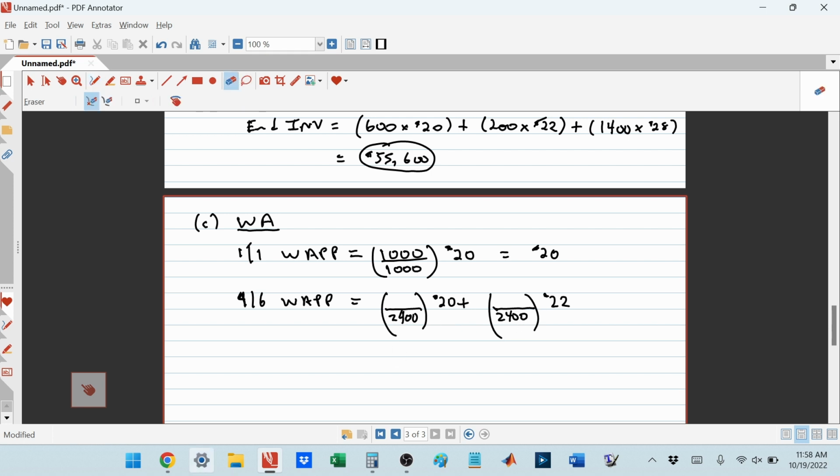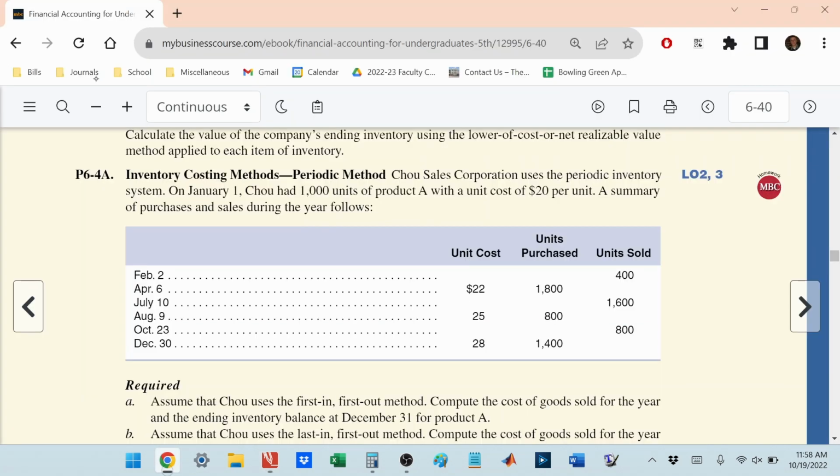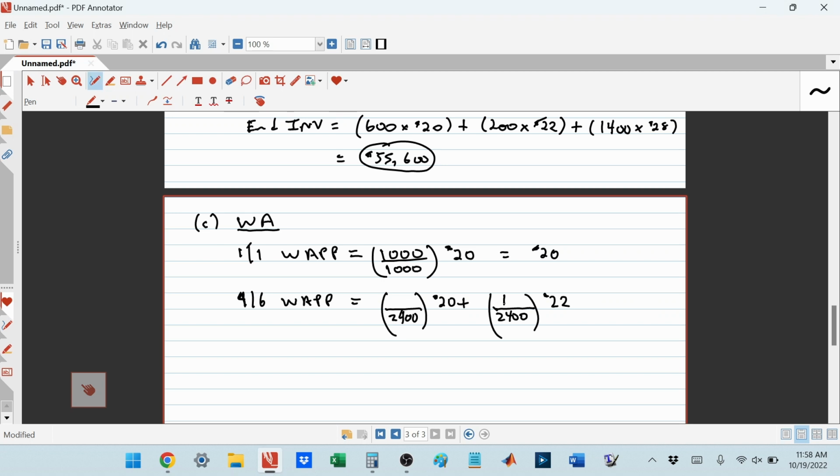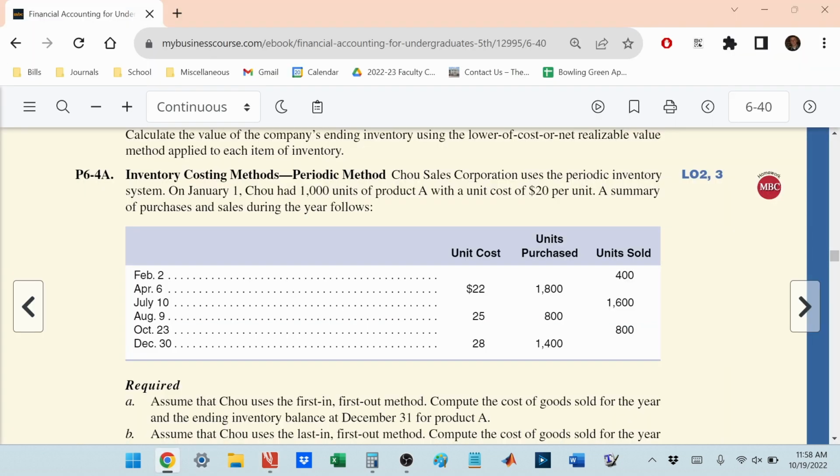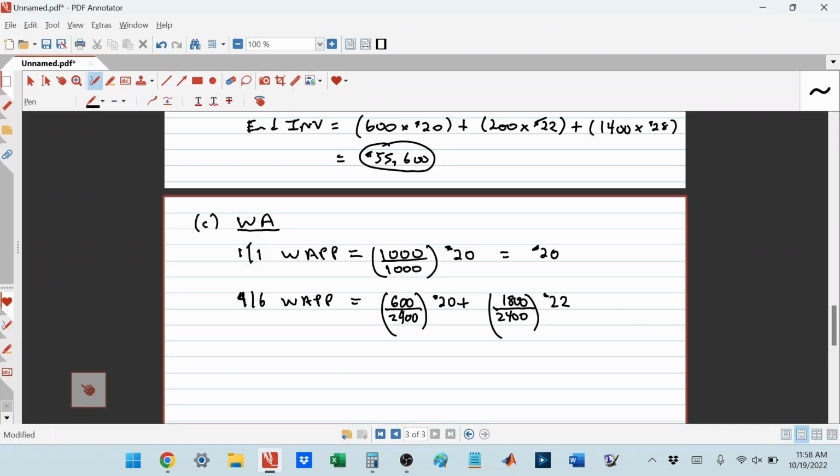How many of the 2,400 were purchased for 22 bucks? 1,800 of them on April 6th. And the other 600 are assumed to be left over from the beginning inventory, and they were purchased for 20 bucks.